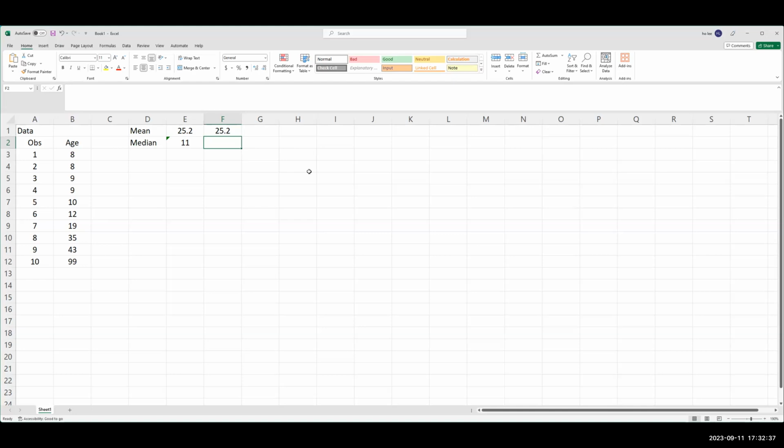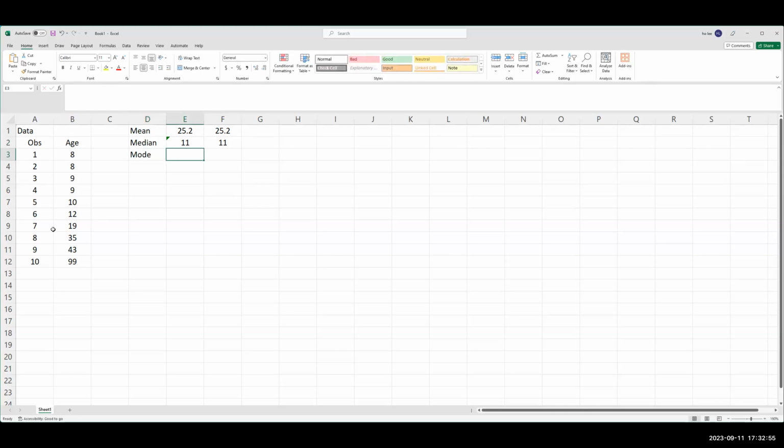And of course, the easy way of doing the median is just use the median formula. Median, open parentheses, highlight everything, close parentheses, and it is 11. Okay, now let's do mode.